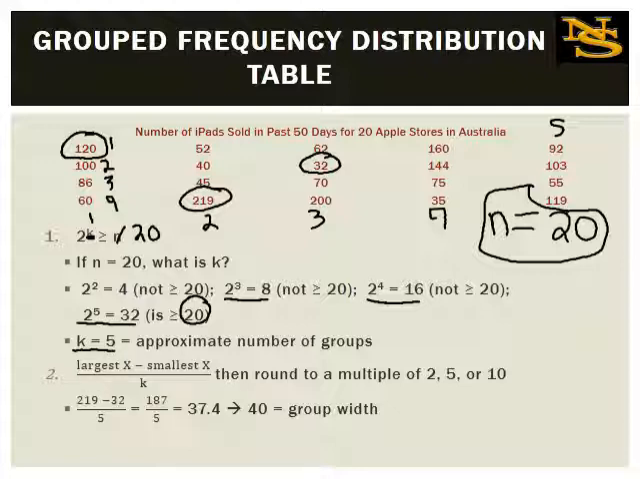Next step is to figure out roughly what the group width should be. So you take the largest value minus your smallest value and divide it by K. And in this example, you have 37.4. Remember, part of the criteria for a grouped frequency distribution is to have an easily manageable width. It's something that could be divided by 2, 5, or 10, right? It's a multiple of 2, 5, or 10. This is not. This would not be fun to work with. So we're going to round that up to 40 because that is a multiple of 5 and 10, and it's going to work out quite nicely.